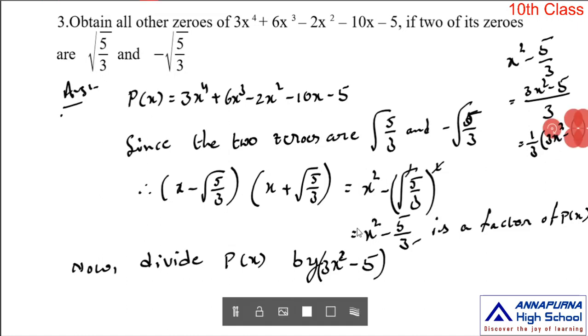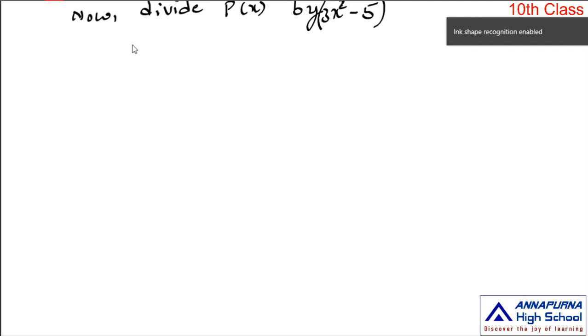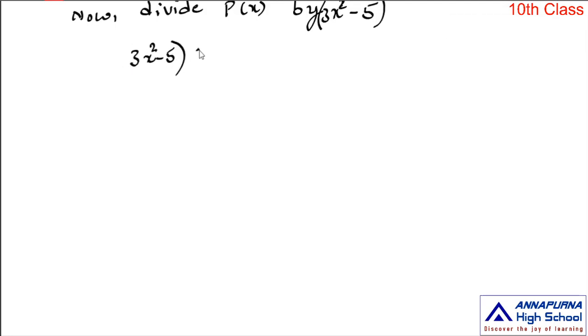Now I am dividing p of x by 3x square minus 5. So where is 1 by 3? Okay, no problem. Just we ignore that 1 by 3. First we divide this p of x by 3x square minus 5. Okay, so what will happen? Just we observe. Start our division. Here the divisor is 3x square minus 5 and the dividend is the given polynomial p of x, 3x power 4 plus 6x cube minus 2x square minus 10x minus 5.